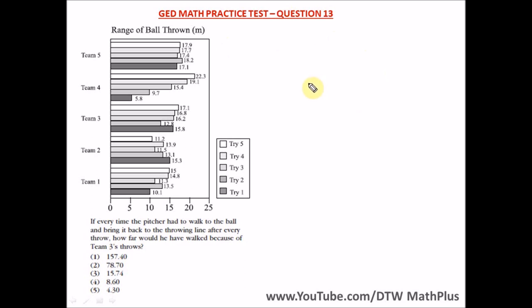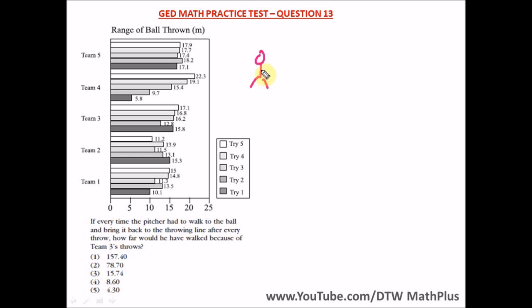Question 13 of the GED math practice test part 1, the part with calculator. We're still on this particular chart. It says, if every time the pitcher had to walk to the ball and bring it back to the throwing line after every throw, let's interpret this.